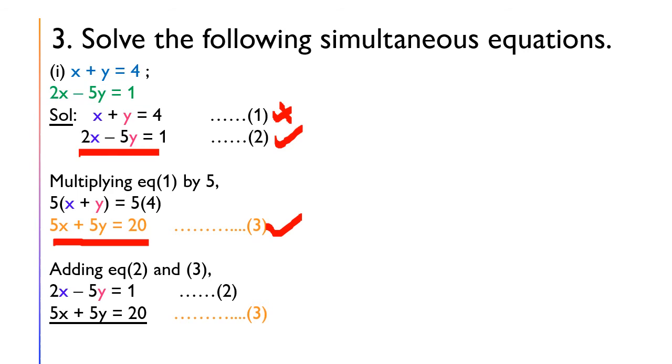We can add x and x, which will give us 7x, and plus 5 and minus 5 will get cancelled, because 5 minus 5 will be 0 and 20 plus 1 will be 21. So this is the second step. The first step was changing the variable, then adding. Okay, and now we have eliminated y, right? So we are left only with x.